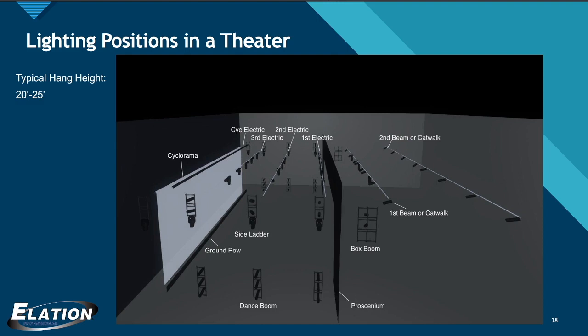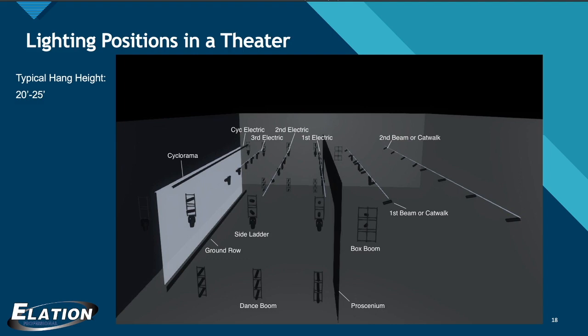If we move to the right hand of the picture, that will be the house side. We have a couple different locations. Our front light locations are going to be referred to as beams or catwalks. And they are numbered such that as you get further away from the proscenium, the number increases. So the first beam or catwalk closest to the proscenium is going to be numbered the first catwalk, and subsequently after that is the second catwalk.